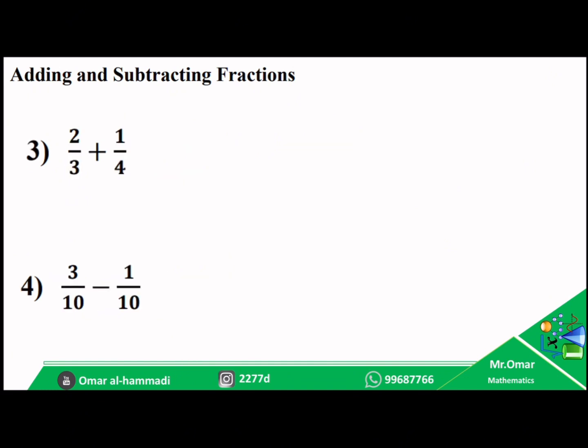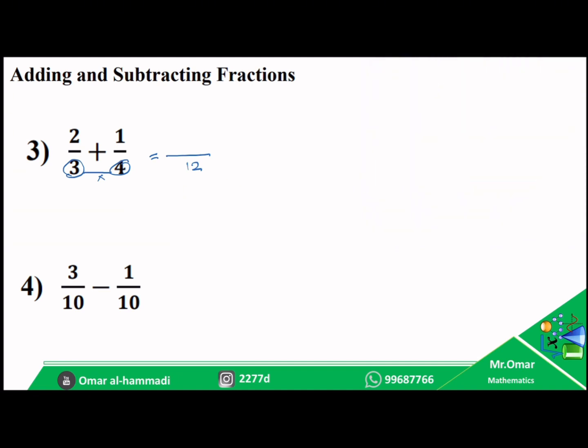Let's see another example here. 2 divided by 3 plus 1 divided by 4. So we have a difference in the denominator. We have different numbers in the denominator. So multiply 3 multiplied by 4 will give us what? 12. And now we have to do the cross.